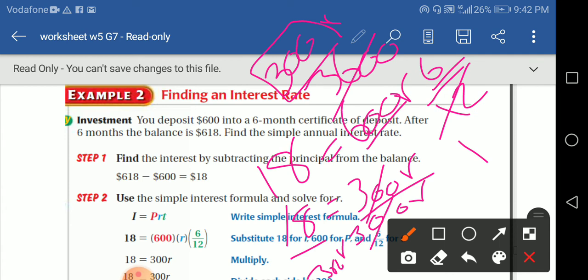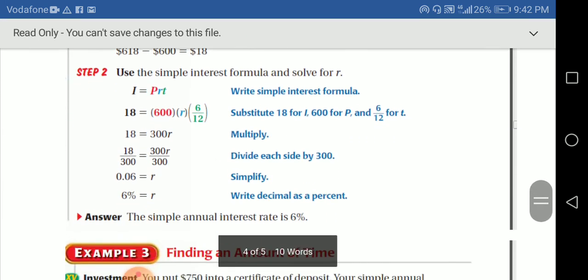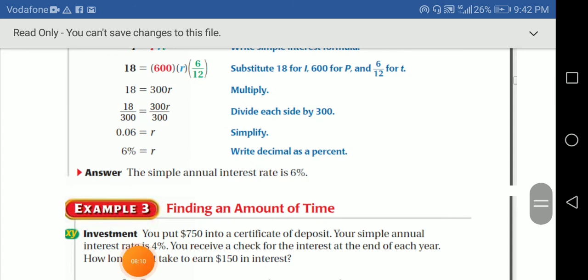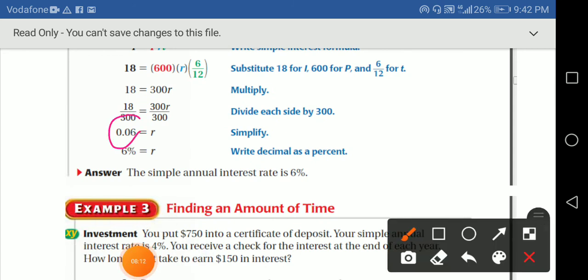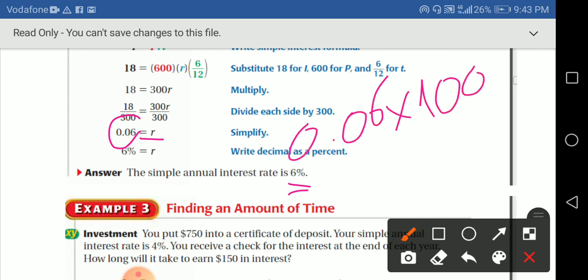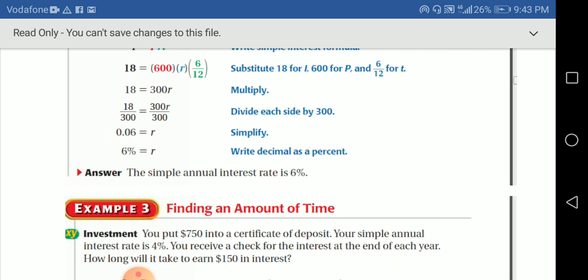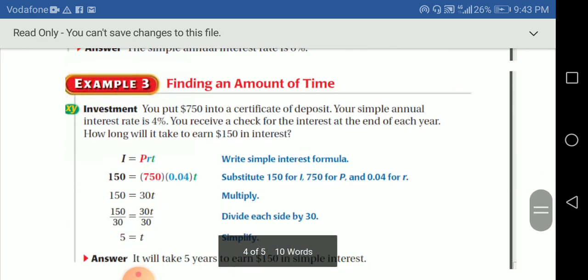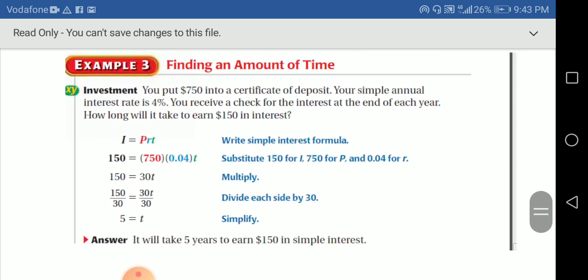It goes with the other one, and I got 18 over 300. Okay, guys, 18 over 300. So we got 0.06 equals R. 0.06 means what? Okay, I need now to do it as if I have a percentage. So 0.06 times 100, because I want percentage here, will go like this. So you got here 6%. Okay, guys, let's have example 3, finding amount of time.